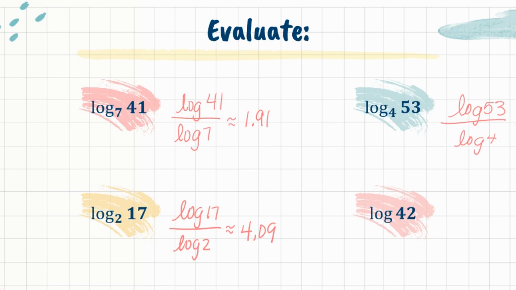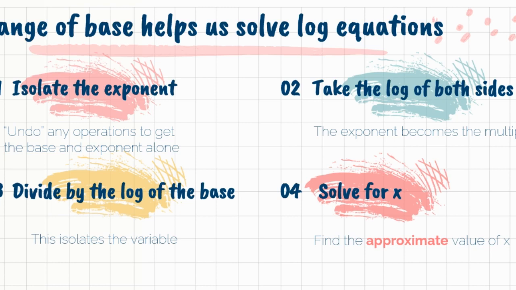Last one here, log 42. Look, there's no base because this is already in base 10, or in common log form. So we're just going to punch in log 42 on our calculator and get an answer of 1.62. So now we know how to evaluate any log with a calculator using a change of base. This is going to allow us to solve log equations.